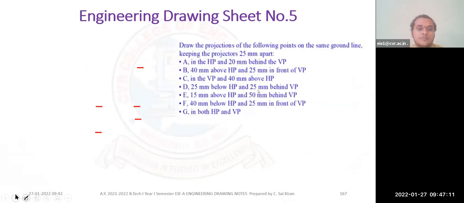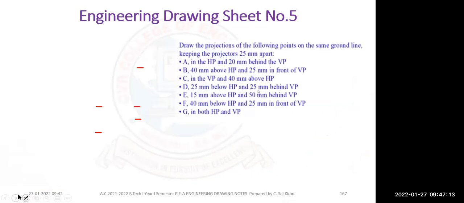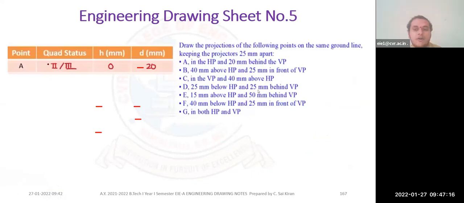So before solving this problem, you must make sure that you are making the quadrants. Whenever I say point A, its HP is 0. Whenever H is 0 and D is minus 20, whenever D is negative, it is possible in the second quadrant and third quadrant. So the quadrant status is second and third.